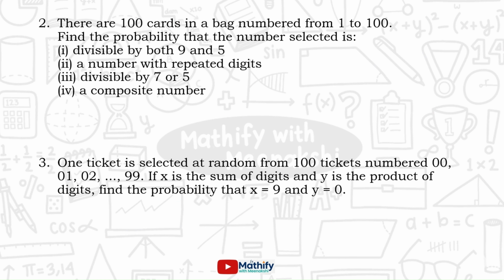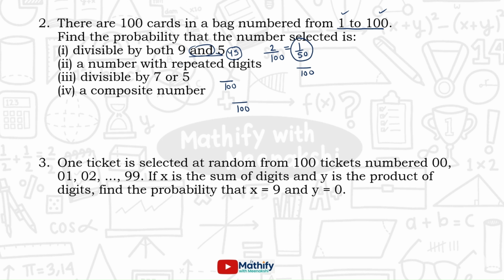There are 100 cards in a bag numbered from 1 to 100. This one is easy because we have to include 100. That means total are 100. So we'll write 100 for all in denominator. Now, first is divisible by both 9 and 5. Whenever the word is both, that means simply their LCM. You have to simply check number are divisible by 45. So we have only two, that is 45 and 90. You can write 2 by 100, that is 1 by 50.